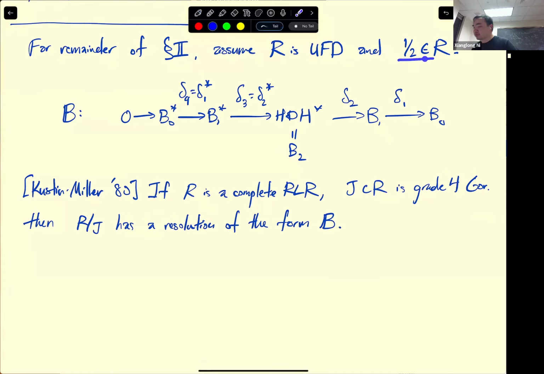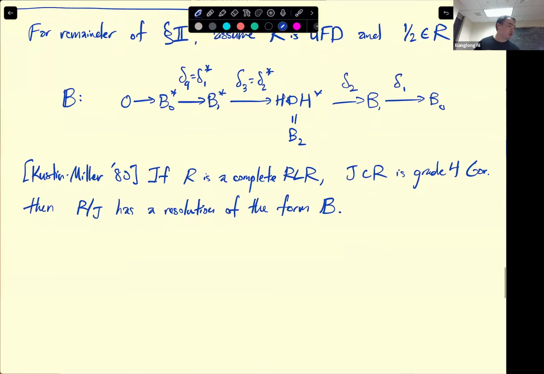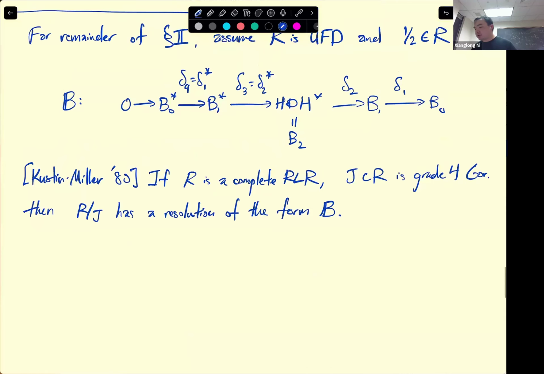And to comment a little bit more on this, what they show is that as long as they assume throughout that 1/2 is contained in R, then if you have a grade 4 Gorenstein ideal, R mod J has a resolution where the middle module has a symmetric isomorphism with its dual. But to put it in this split form, they have to assume that R is complete.